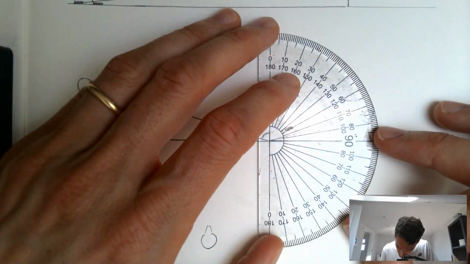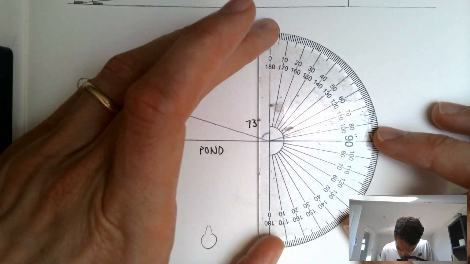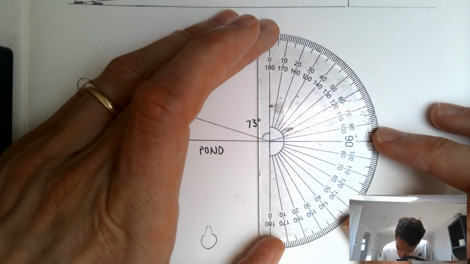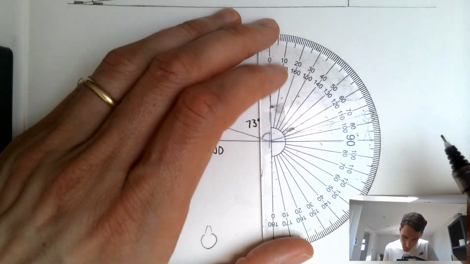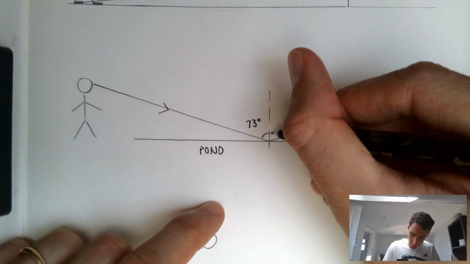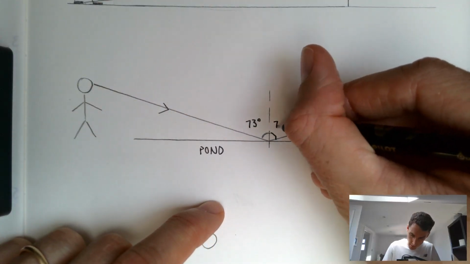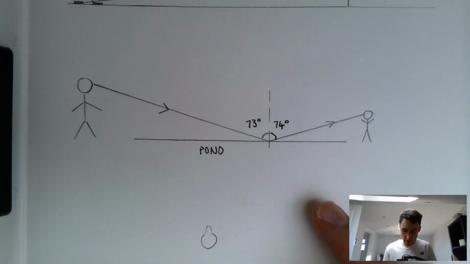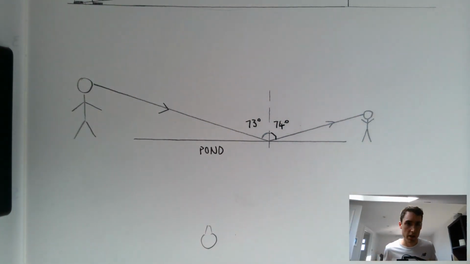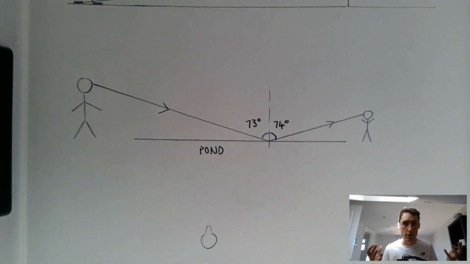Let's see. Oh, close enough. So this one's been a bit more successful than the last one. Yeah, that's about 74. And again, that's a good thing for students to talk about, that the angles might not be perfect when you draw it, and they'll see this when they did the practical.